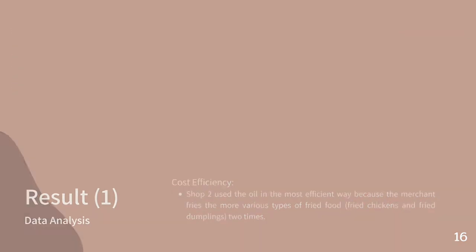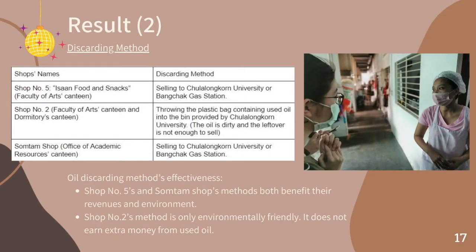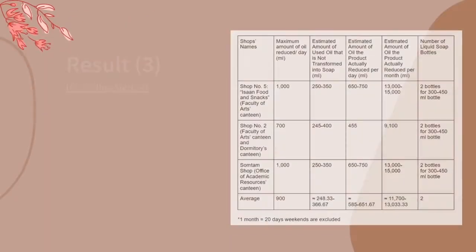Result 2. Discarding method. Oil discarding methods' effectiveness. Shop 5's and sometimes shop methods both benefit their revenues and the environment. Shop 2's method is only environmentally friendly. It does not earn extra money from used oil.